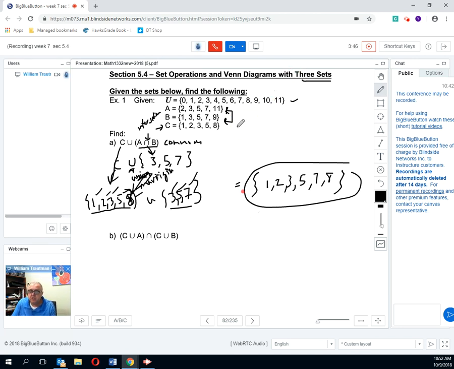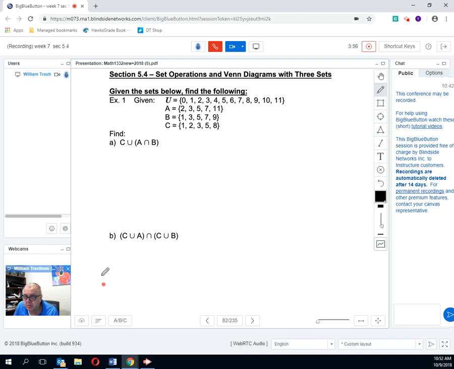Okay, so let's take a look now. I'm going to go ahead and erase this because it's just a mess, and I'm going to do the next problem. I'm going to do this one down here. First we're doing C union A. It's a union, in other words, a marriage. So if I do C union A, I'm going to put the set here.